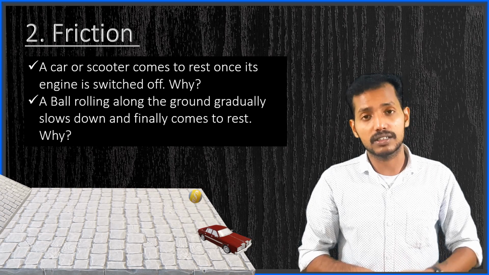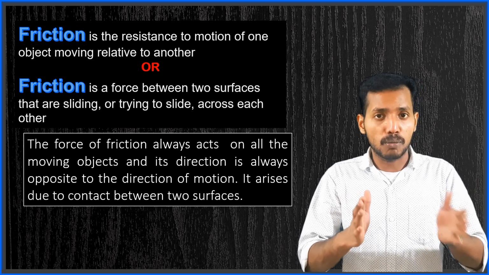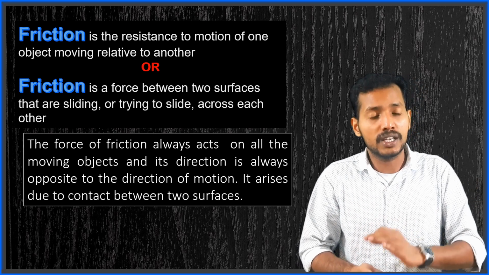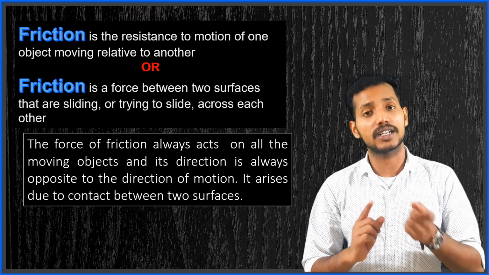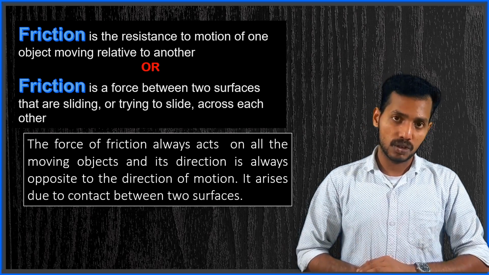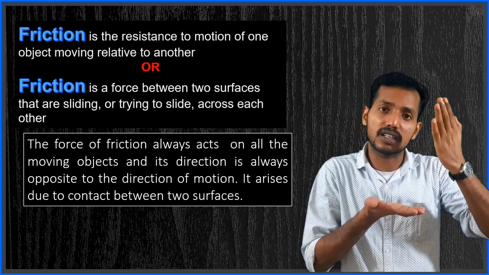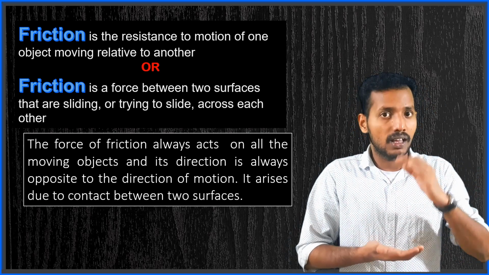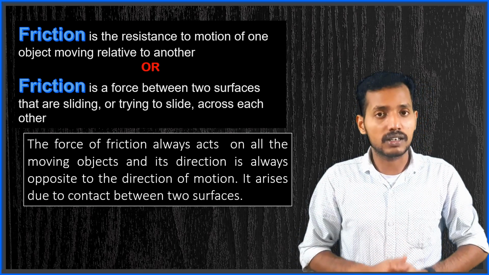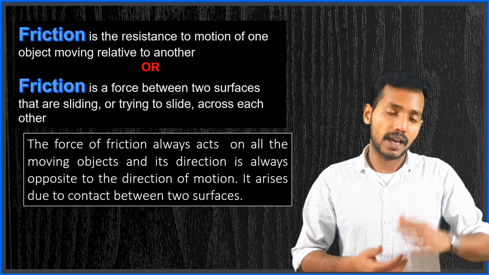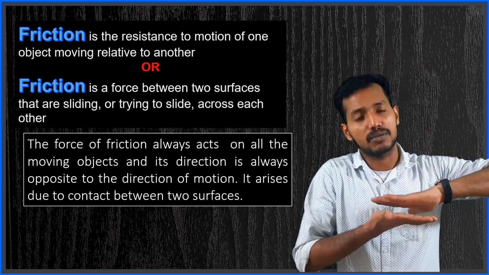So that force is called frictional force. What is actually friction? Friction is a resistance to the motion of one object moving relative to another. Or friction is a force between two surfaces that are sliding or trying to slide across each other. When an object is sliding over another object, there is a force acting between the surfaces of the two objects in the direction opposite to the direction of motion. That force is called frictional force. That is also a contact force, because friction results only when two objects come in contact.